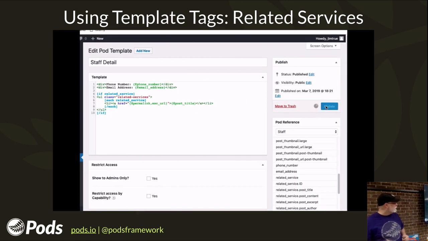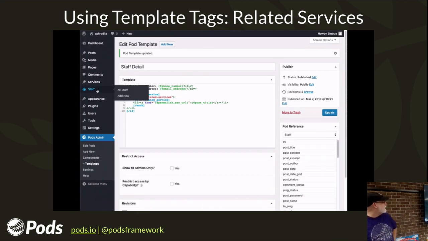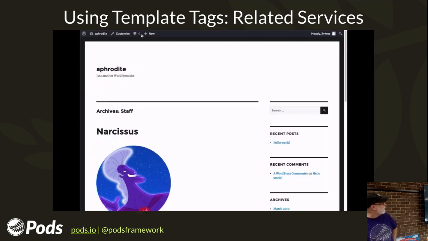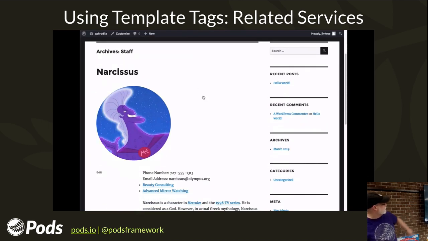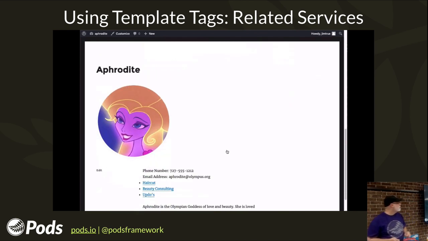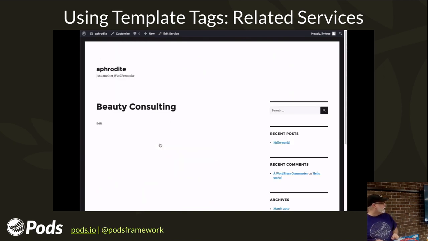And then, of course, I save this, and I want to see what it looks like. So I go back to staff, and I go look at my staff list. And all of a sudden, you'll see I now have direct links to the services that both of those staff members perform. And that's from that little tiny template block we added.